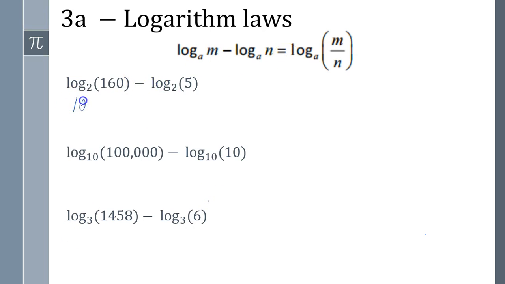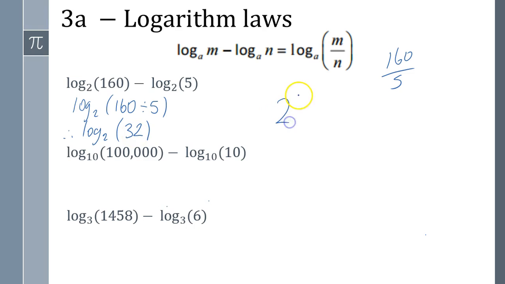So I'm going to go log base 2, 160 divided by 5, or 160 over 5, doesn't matter which way you write it. Therefore, log base 2, 32. Yeah, 32 is what we've got so far. So we're trying to find out 2 to the power of what equals 32. So 2 to the power of 1 is 2, 4, 8, 16, 32. It's 2 to the power of 5. Therefore, log base 2 of 160, take log base 2 of 5 is 5.